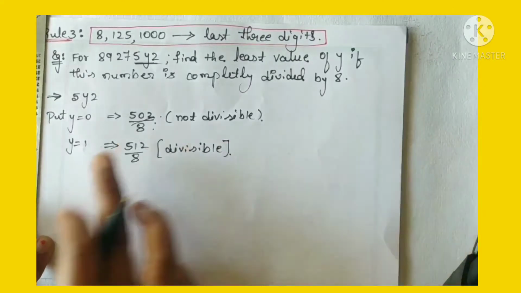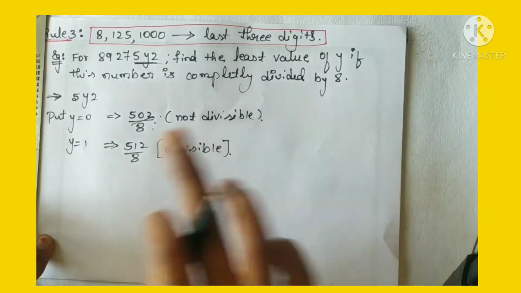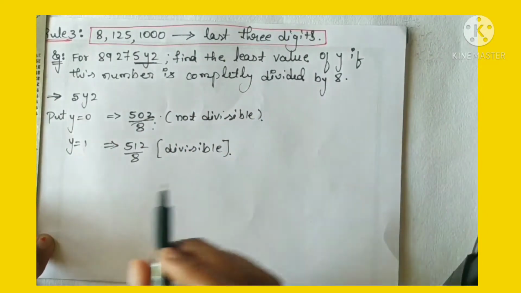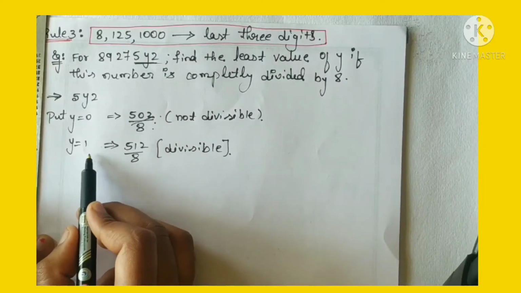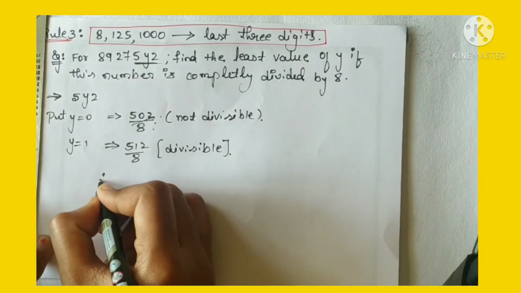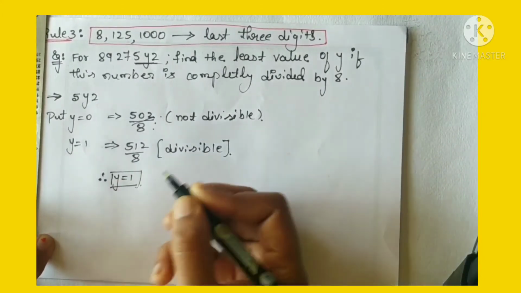So, this is the least value of y because 0 is not the value, as I already showed. So, y equal to 1 is the least value of y. Therefore, y is equal to 1. This is the least value of y.